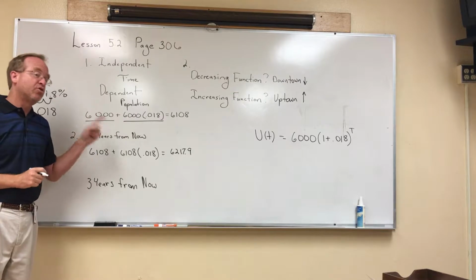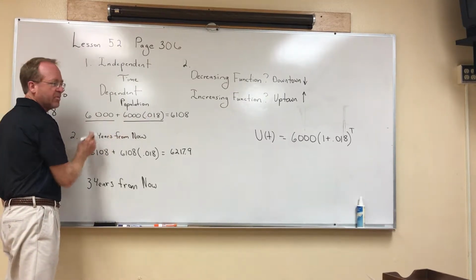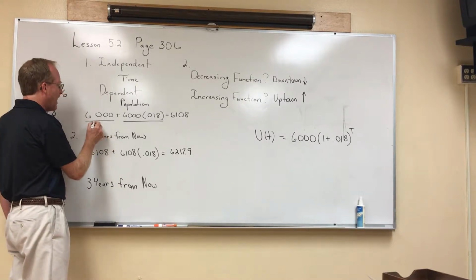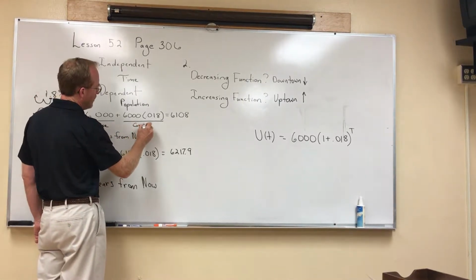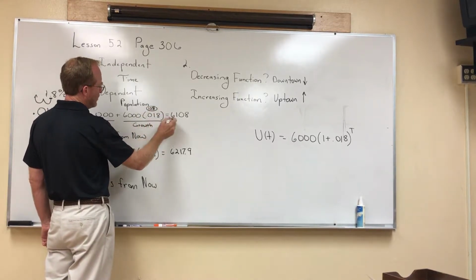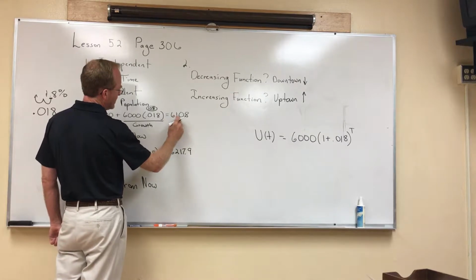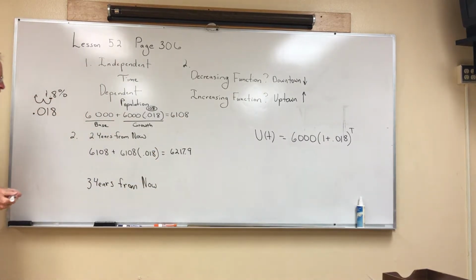This is just like an interest problem, by the way. If you're used to interest problems where you figure out the interest and add it to the principal, it's the same thing. Here we're adding the base, and this is what we'll call our growth. And if you do the math, you'll come up to 108. And so after the first year, the population will be 6,108.